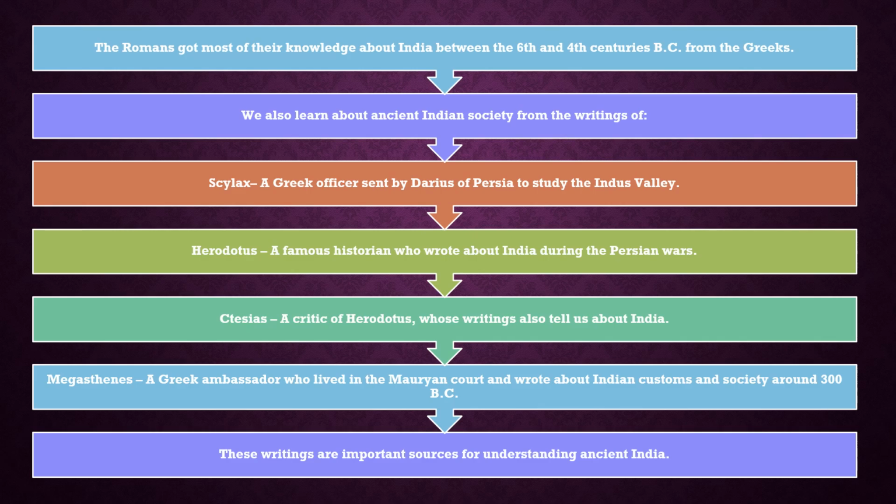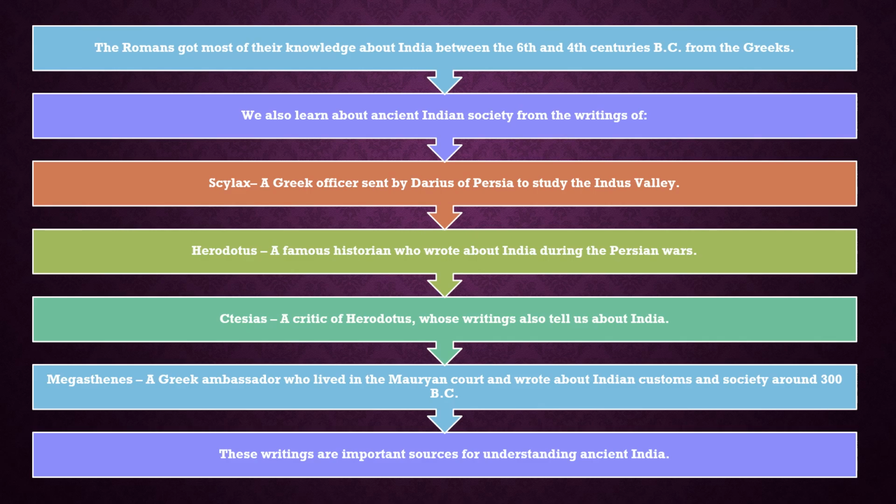What you will cover in this answer are the following points. The Romans got most of their knowledge about India between the 6th and the 4th century BC from the Greeks. We also learn about ancient Indian society from the writings of Scylax, a Greek officer who was sent by Darius of Persia to study the Indus Valley, particularly.